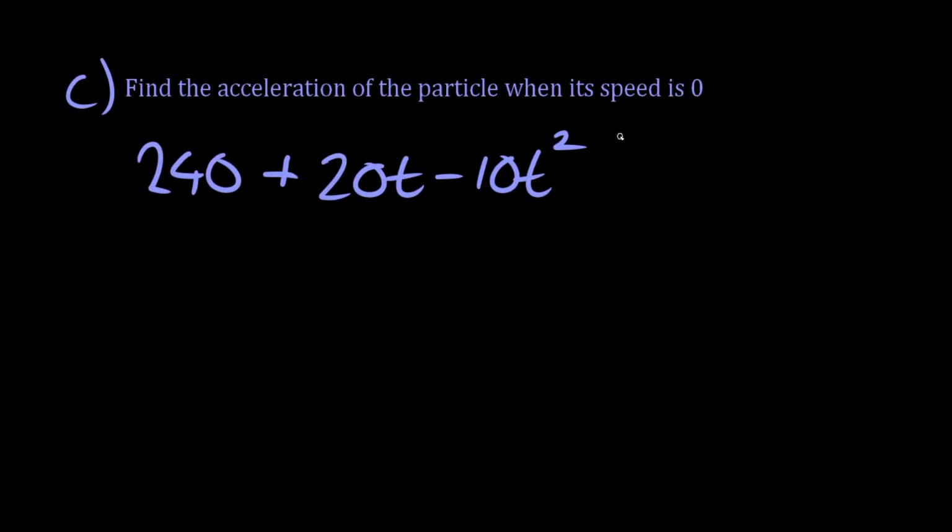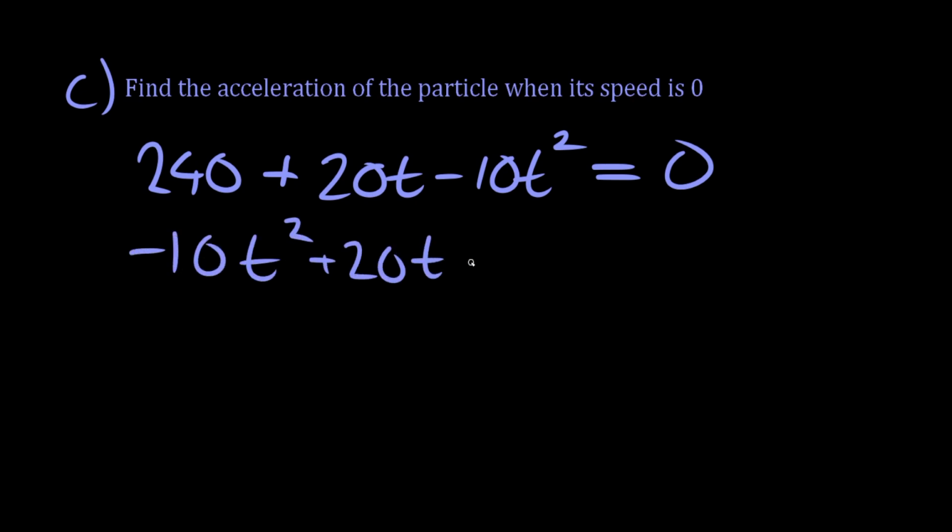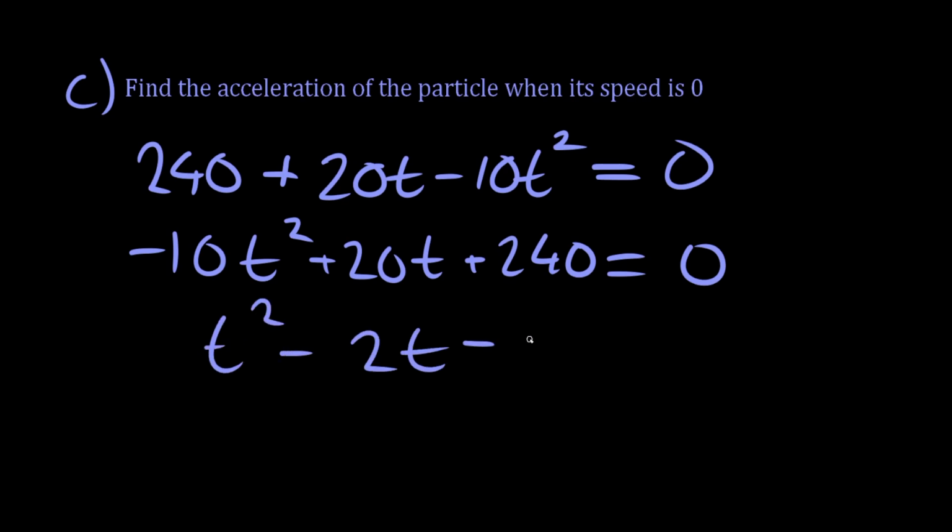We have to find when it's equal to 0, so let's let it equal 0. And now we have to factor this. I'm going to rewrite it, because this is the form I'm used to. And I'm going to divide everything by negative 10. t squared minus 2t minus 24 is equal to 0.